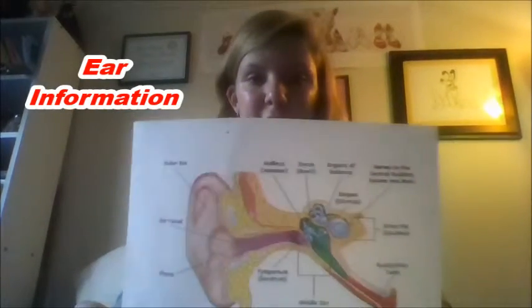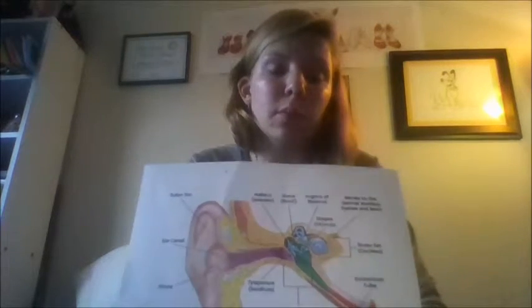I have a diagram for you to follow along. There are 3 parts to the ear. There is the outer, the middle, and the inner ear. The sound travels from outside the ear into the brain via the auditory canal and the auditory nerve.